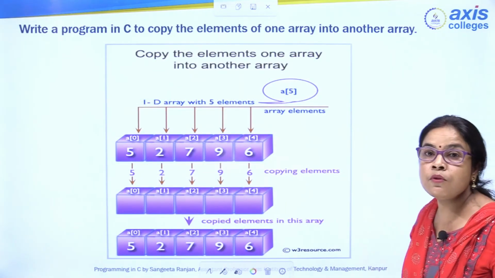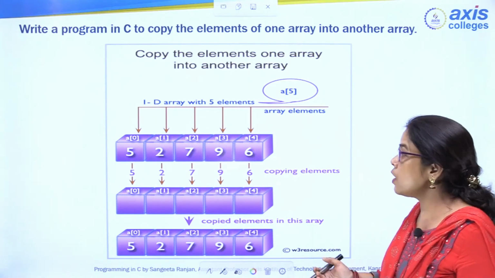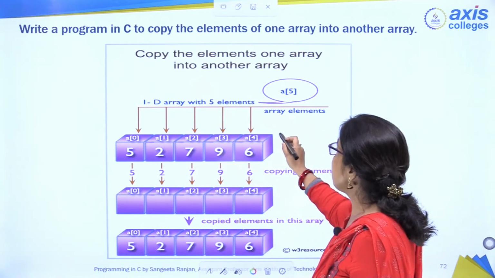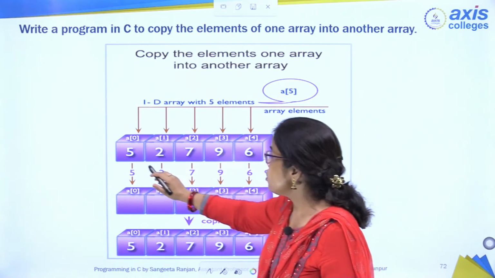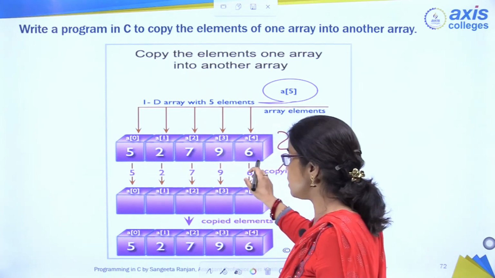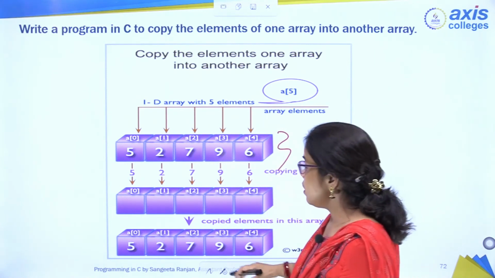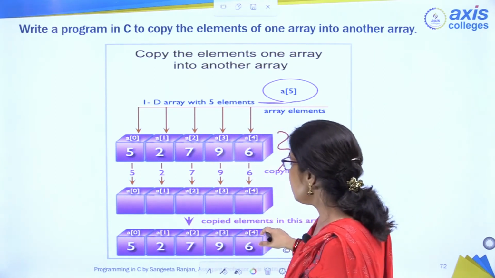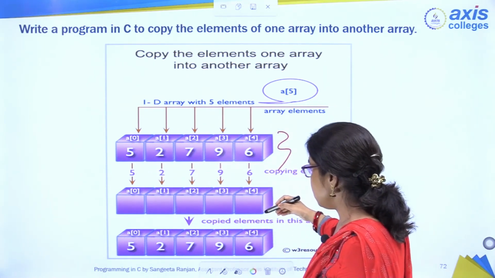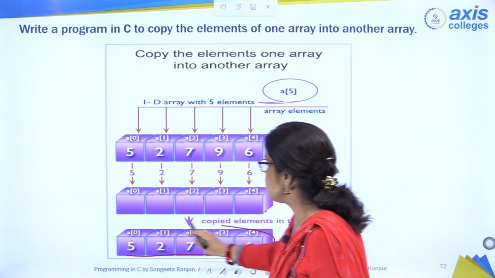This is a program to copy one array to another array. If we want to copy one array to another array, we have to apply this logic. Here is the first array in which the values are 5, 2, 7, 9 and 6, and we want to copy all elements to another array. Here is the other array, and we copy all these elements to it. Here is the copied array in which all elements are copied.